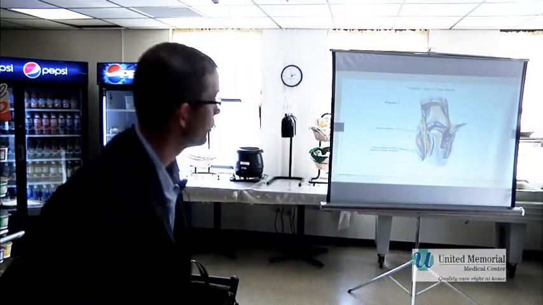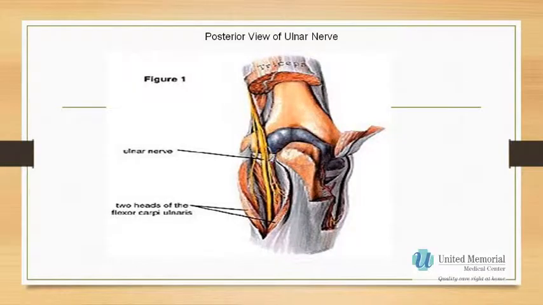This is a posterior view of the ulnar nerve. And as you can see, this would be like the back of somebody's right arm. The top portion is the triceps, which has been removed, but you can see the ulnar nerve is rather large and sticks out somewhat easily to see. So you can see where the compression would be rather easy to occur.